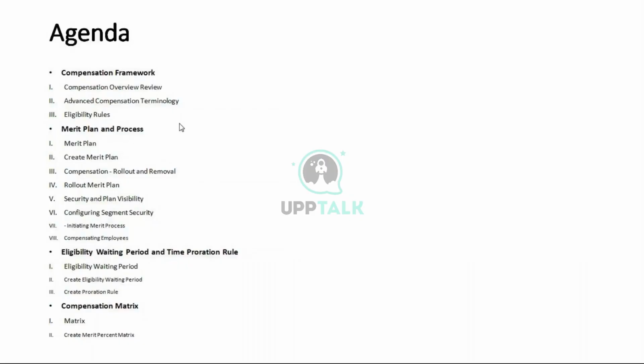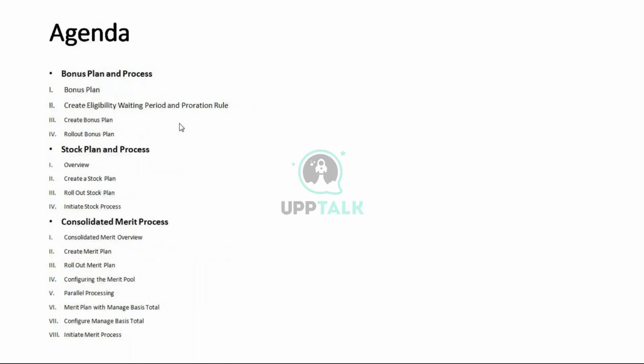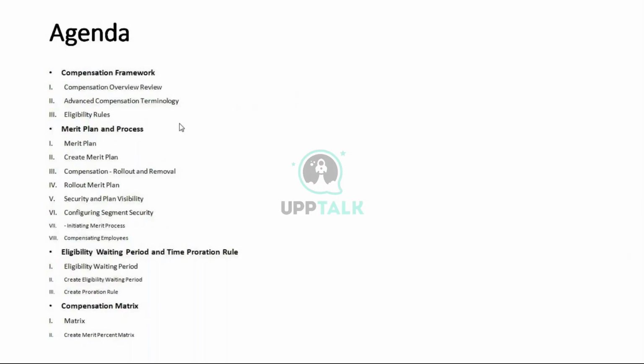Let's look around this as our first step towards learning, which deals with all the advanced compensation stuff here. We will be starting with the basic framework of compensation. We'll be knowing the advanced compensation terminology and the kind of rules that we'll be having here. We'll be just understanding that, and then from there we'll be getting into the merit process, the merit plan process.